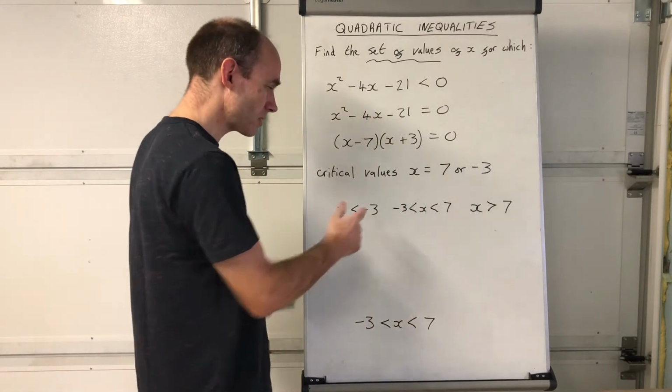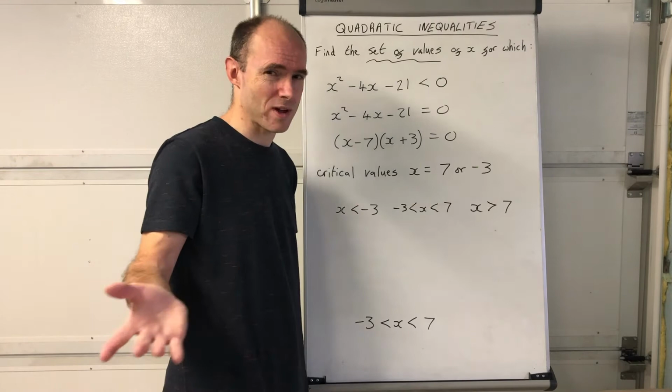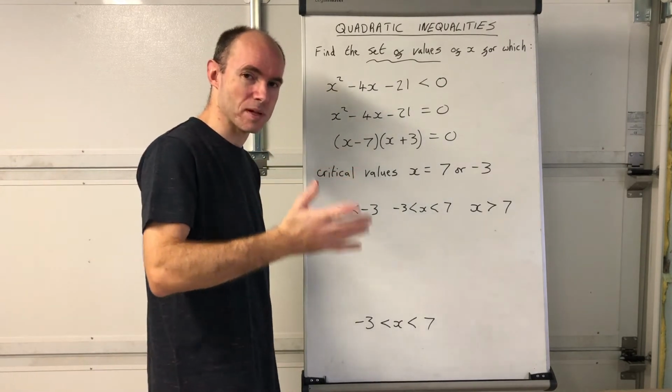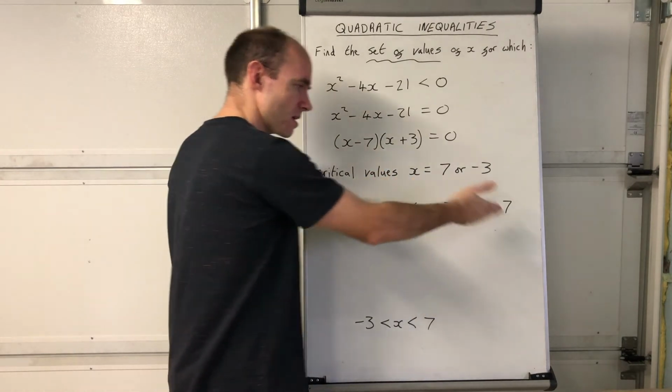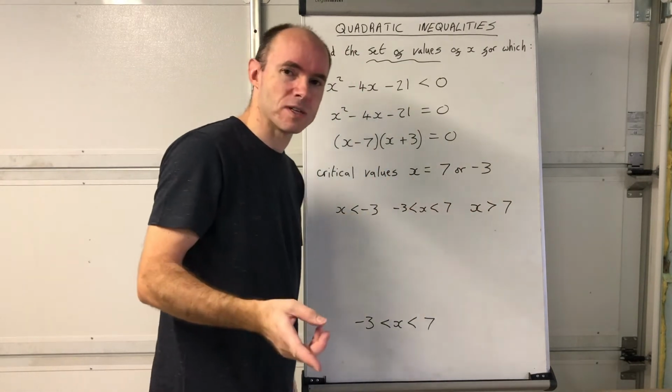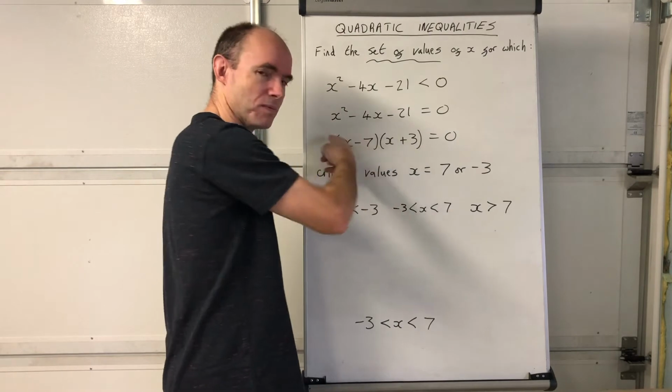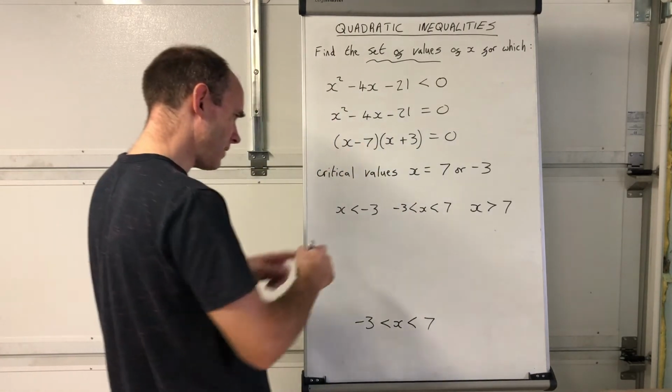Those are the only three possibilities that exist, and that's what happens with all quadratic inequalities. You'll have three possibilities after your critical values: less than lowest, greater than highest, or something in the middle. The only exception is when you have equal roots, of course. Then you just test it out.